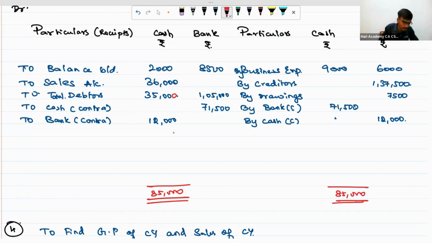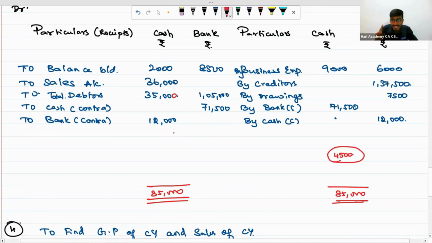Okay, that's 9,000. 71,500 plus 9,000 is 80,500. Minus 8,500, you will get 4,500. It is cash. You are getting a balance on cash. Don't treat it as cash balance. It is a defalcation of cash, which you should assume is recoverable from him.